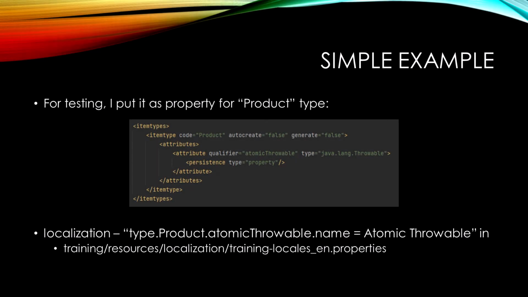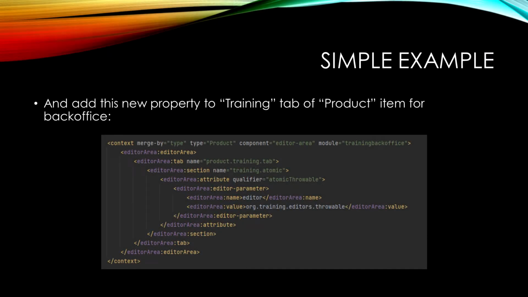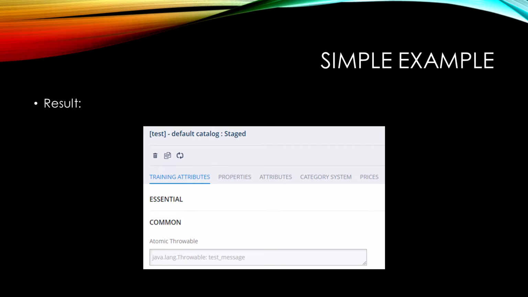To test it, I will add new property for the product type. While adding new property, I also take care about its localization. To show this new property in a separate tab, I configure new tab with this property in the back office configurations. As the result, I can see new tab with my throwable attribute.